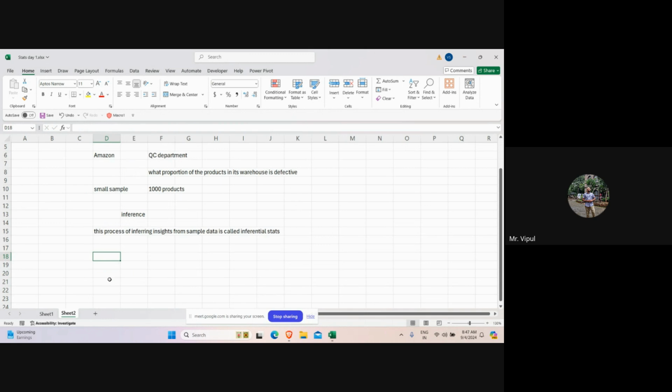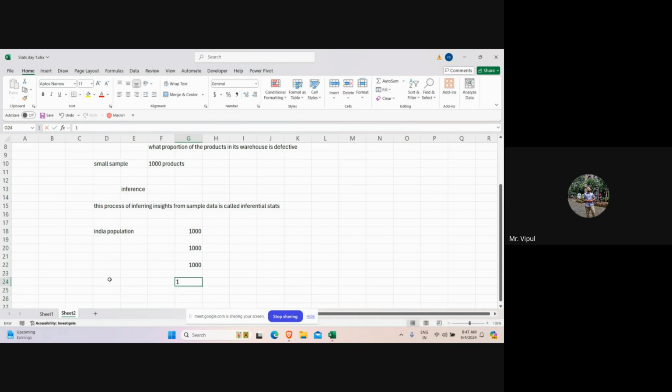Suppose for an example, you have India ka population ka data, and from that data you have taken samples of thousand data. So each sample is different, right? Each sample will be different, and you want to find the average height of the people.